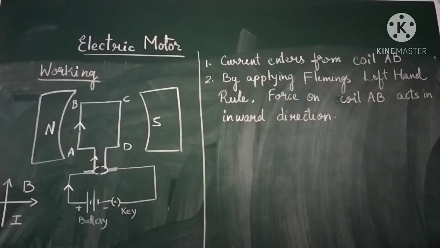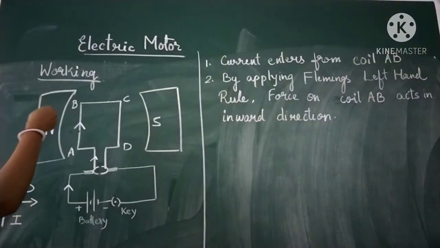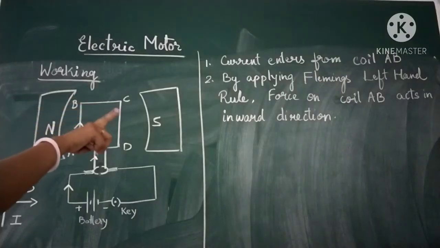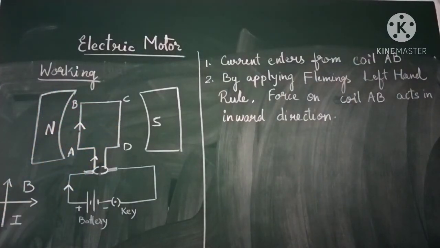Okay. So this is the direction of the magnetic field. The first finger points the direction of the magnetic field. The middle finger will point the direction of the current. So we are going to turn it toward the upward direction. And now if I open the third finger, it is going inside the board. Therefore, the coil AB is going to go inward. As you can see, it is written on the board. By applying Fleming's left hand rule, force on coil AB acts in inward direction. So, AB is going to go inside the board.